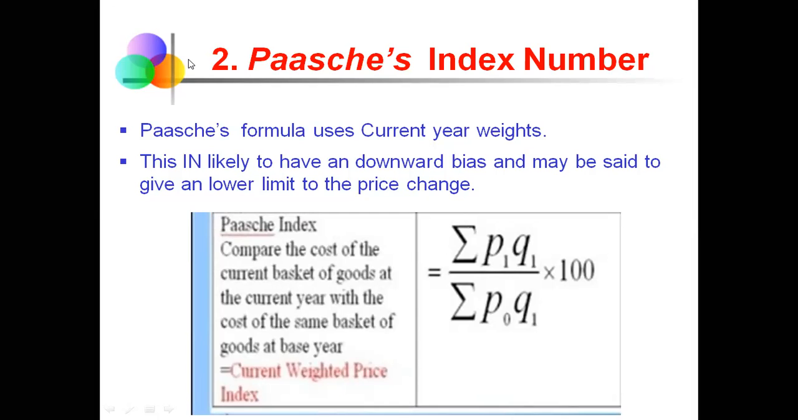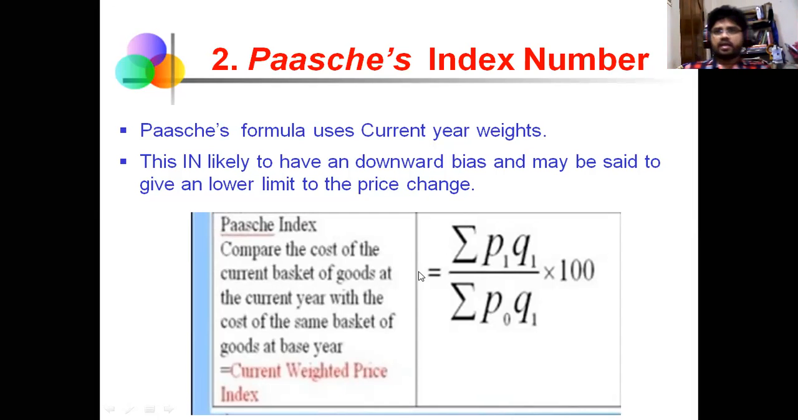Then see, the second one is the Paasche. The Paasche formula uses the current year weight. As I told you earlier, the Laspeyres formula uses the base year as a weight. Here the Paasche index number considers the current year as a weight. So this index number is likely to have a downward bias, and may be said to give the lower limit to the price changes. The Laspeyres index number gives the higher limit of the price changes, whereas the Paasche index number gives the lower limit.